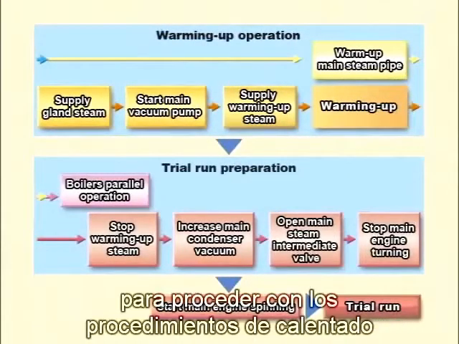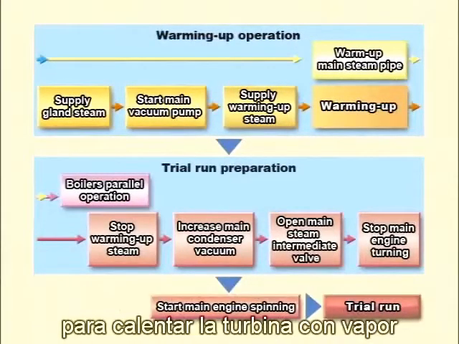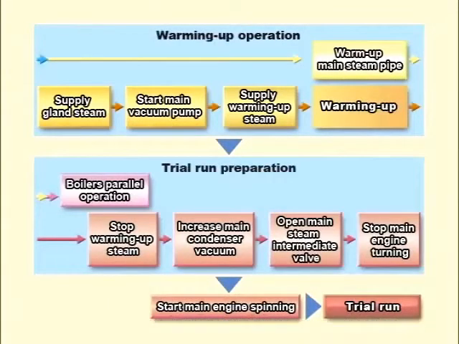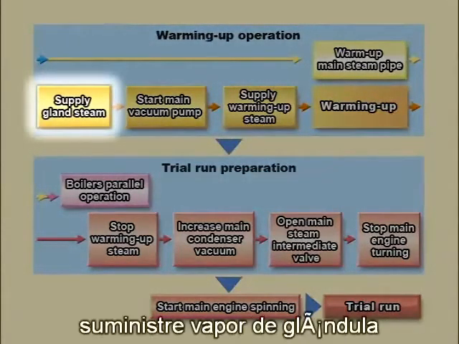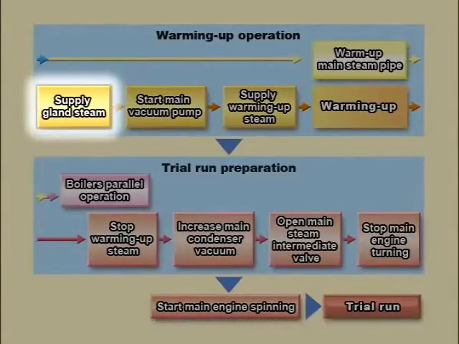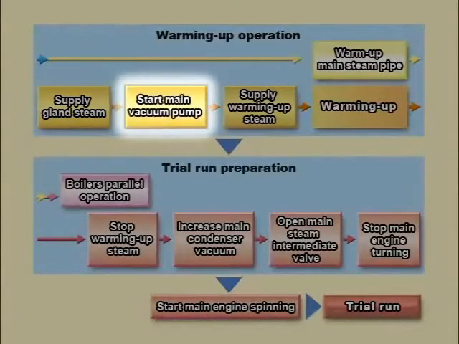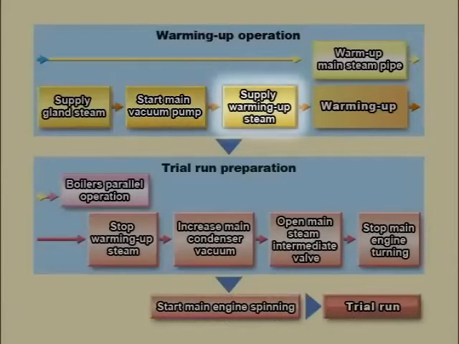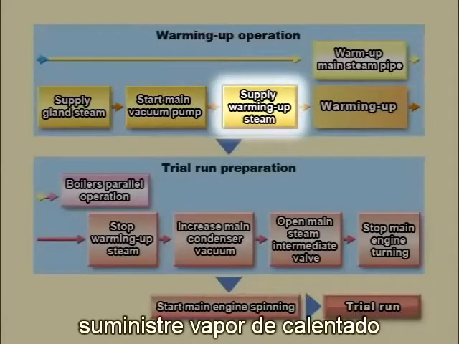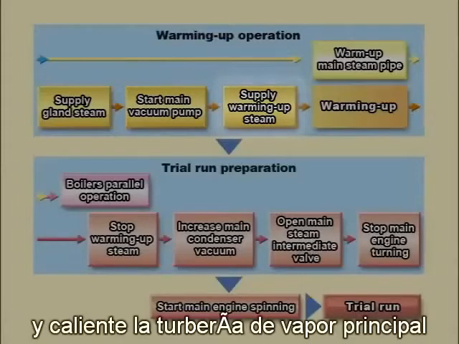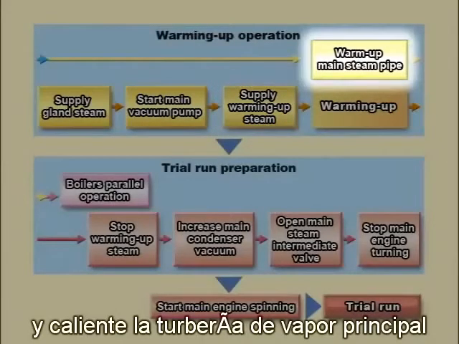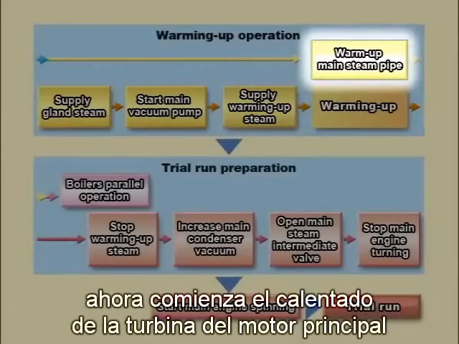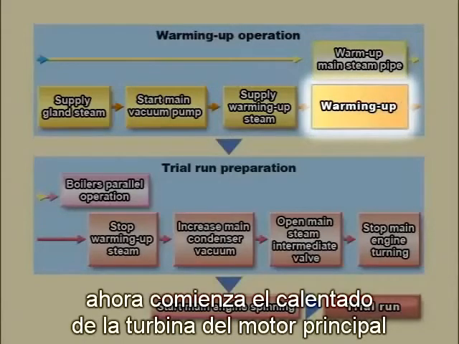Then take the following steps to proceed with warming up procedures to warm up the turbine with steam. Supply gland steam. Start main vacuum pump. Supply warming up steam. And warm up main steam piping. Now the main engine turbine warming up begins.